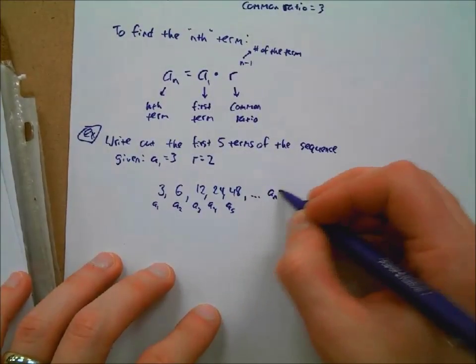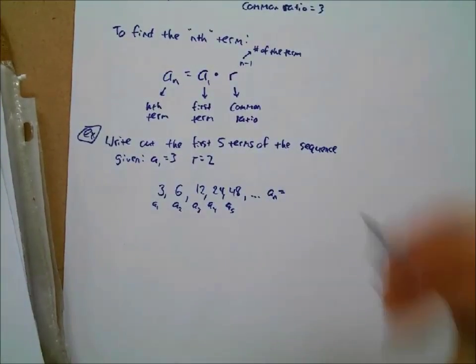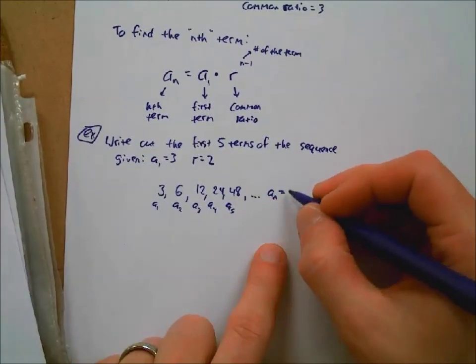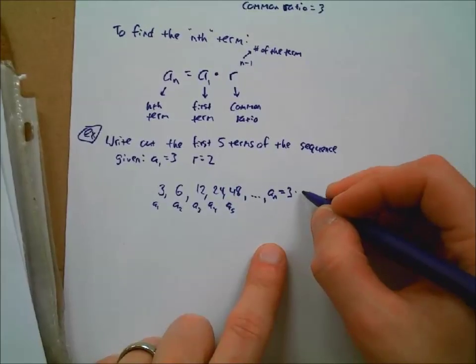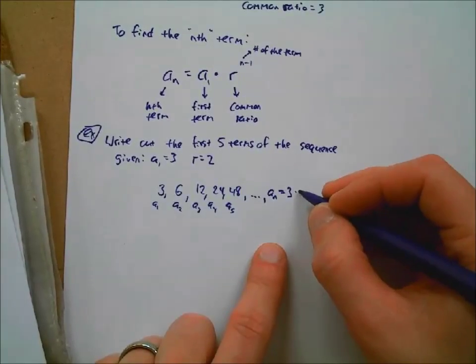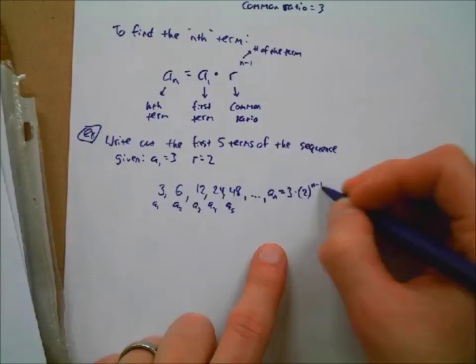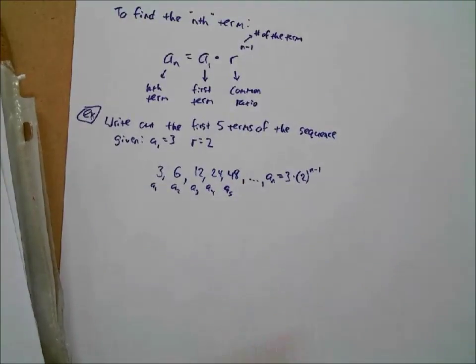The nth term here, right? Remember, it's the first term, so that's going to be 3 times our common ratio, which is what here? 2, and it's to the n minus 1 power. Okay? And so there's our formula for the nth term, whatever nth term you want.